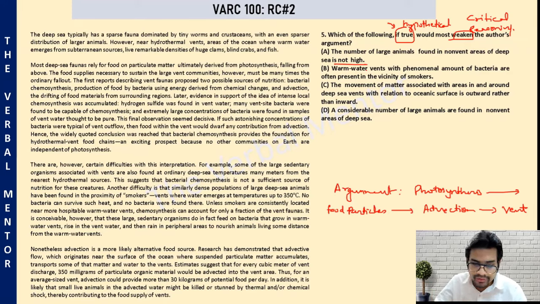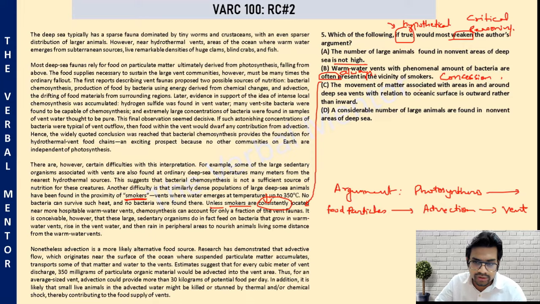Option B. Warm water vents with a phenomenal amount of bacteria are often present in the vicinity of smokers. Not always. And this part the author has already considered: extremely hot vent areas called smokers, if they have hospitable climates in their vicinity also. Even so, it cannot be consistent, that's what he says, unless smokers are consistently located near more hospitable temperatures and warm water. That does not weaken the argument; the author himself conceded this point.